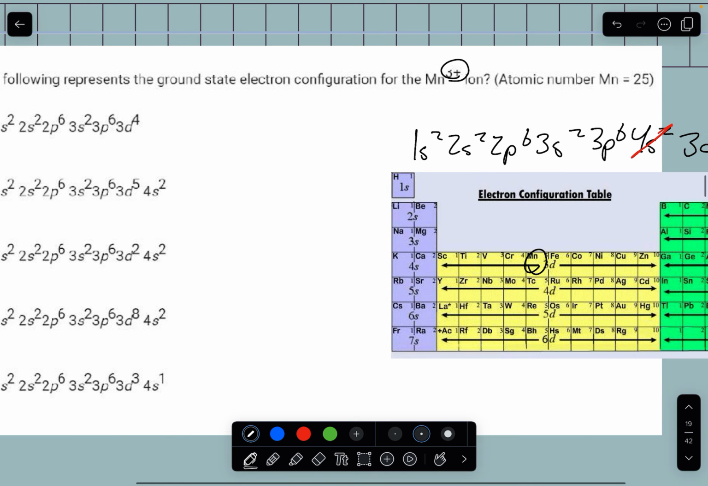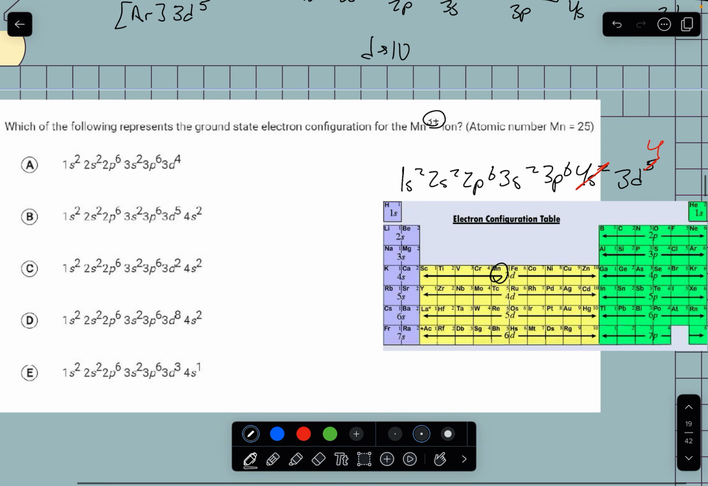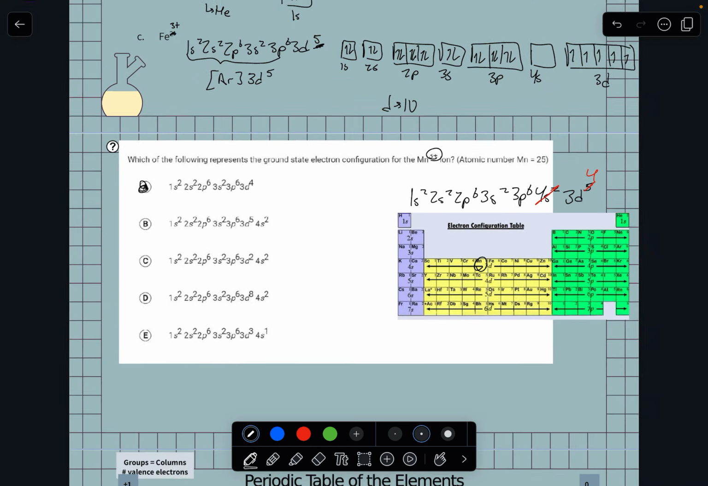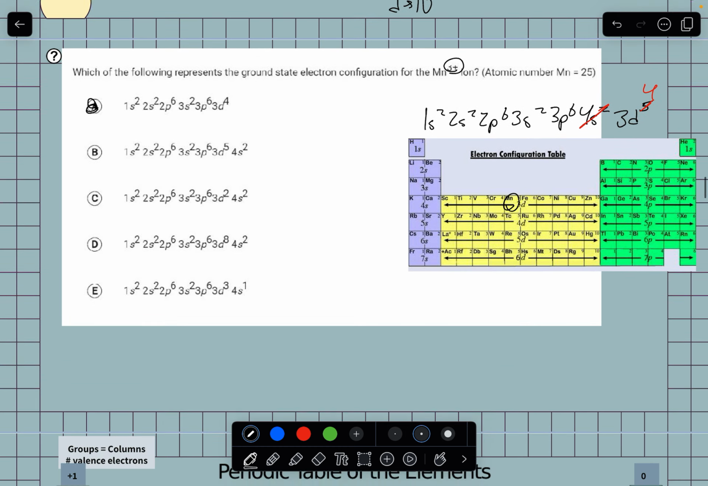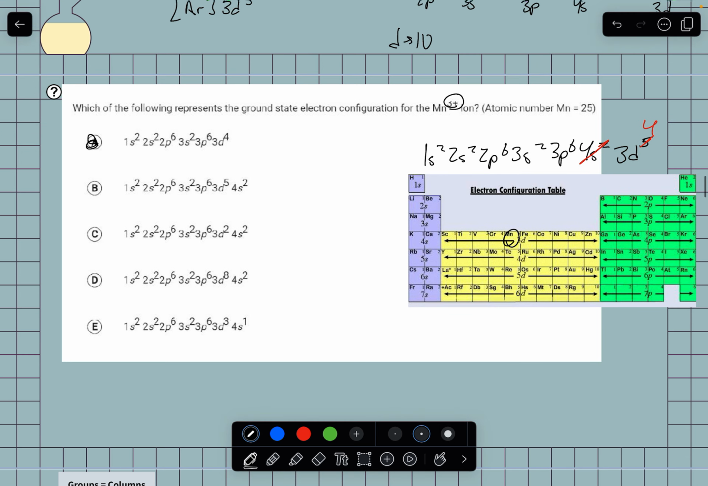Okay, so which one matches that? We have 1s2, 2s2, 2p6, 3s2, 3p6, and the only one with 3d4 is A. So that's our correct answer. All right. We'll do a little bit more with electron configuration in unit 1, where we talk about it with excitation and relaxation, but you don't have to worry about that yet.